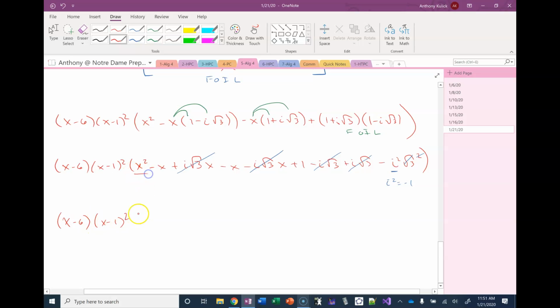So I'm going to have x squared minus x minus x is minus 2x. Then I have 1 minus 3 times negative 1, so that would be plus 3. Oh, I'm sorry. 1 plus 3 is 4. Okay.